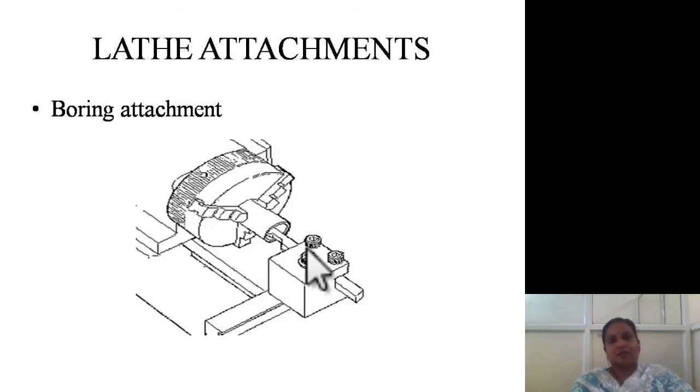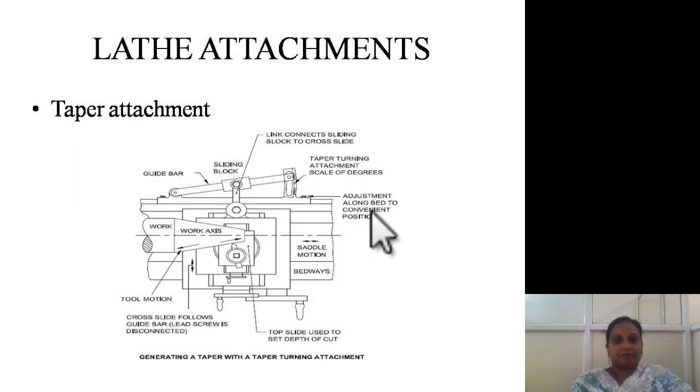Next one is boring. Before knowing about the boring attachment, let us know what boring is. Generally we have a hole, and we insert a boring tool and enlarge the hole. In the case of a lathe machine, if you have made a hole with a drill bit before, you can insert a boring attachment and then perform a boring operation. Next one is taper turning. Taper turning is, if you have a cylindrical surface and you want to reduce its diameter gradually, then this operation is called taper turning.